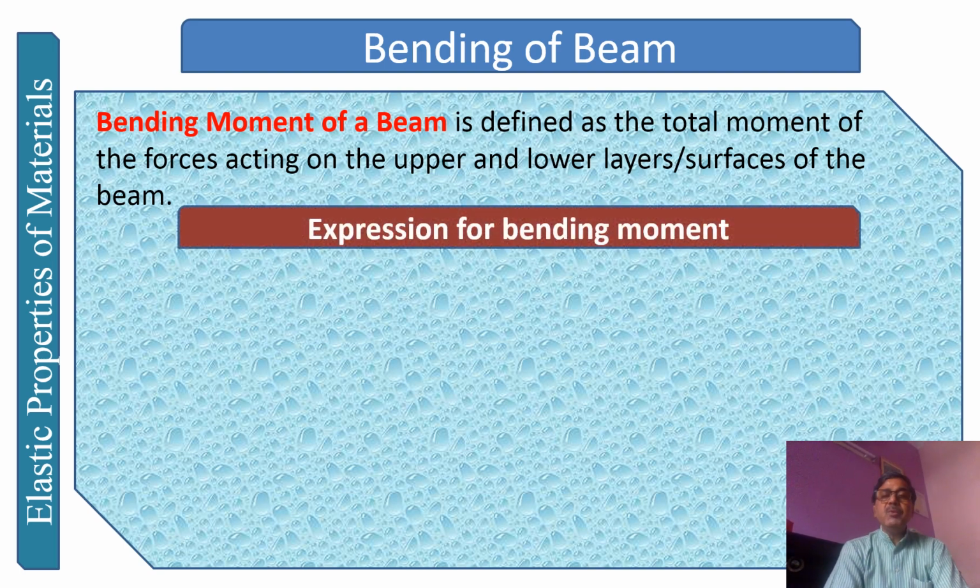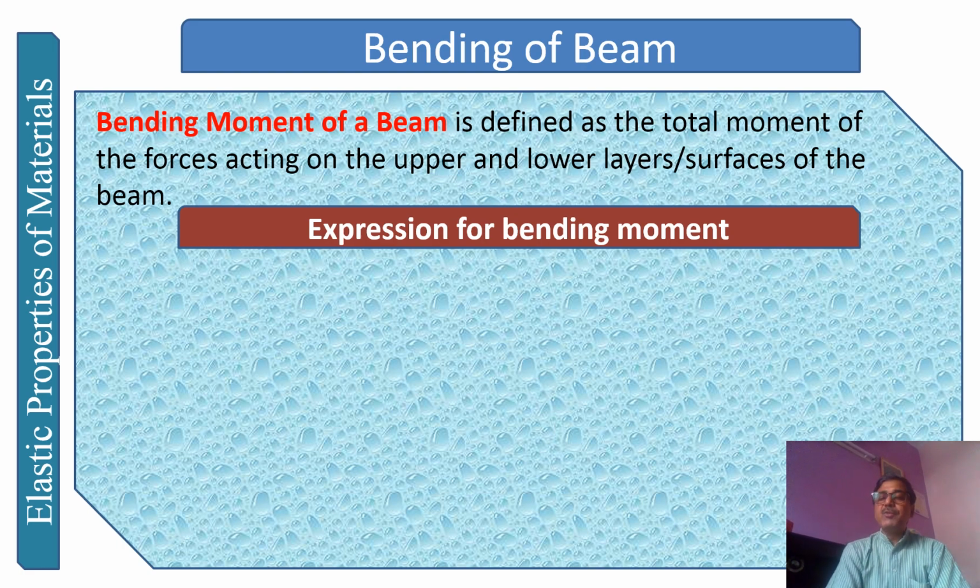Bending moment is defined as the total moment of the force acting on the upper and lower surface of the beam. So you have seen the beams. If you are going to bend the beam, some force is acting on the upper surface, some force is acting on the lower surface. So the total force which is acting on the beam is called the bending moment, right?